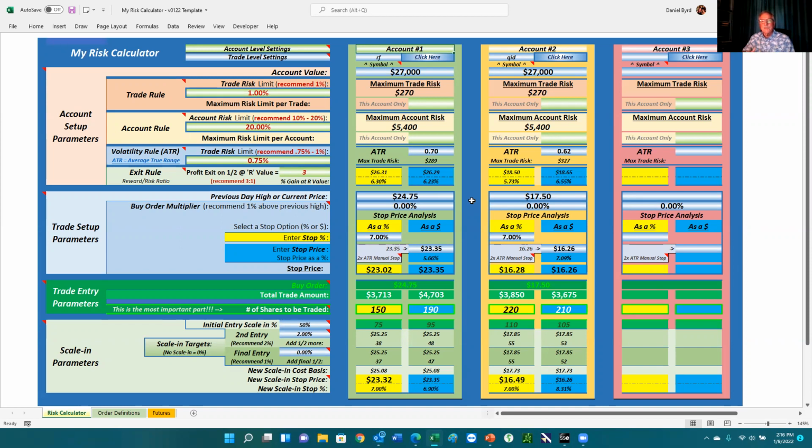Risk management is the most important thing. It's not picking the stock. It's not picking the entry. It's not doing something that your neighbor told you is a good thing to do. It's none of those. Risk management is the most important thing.